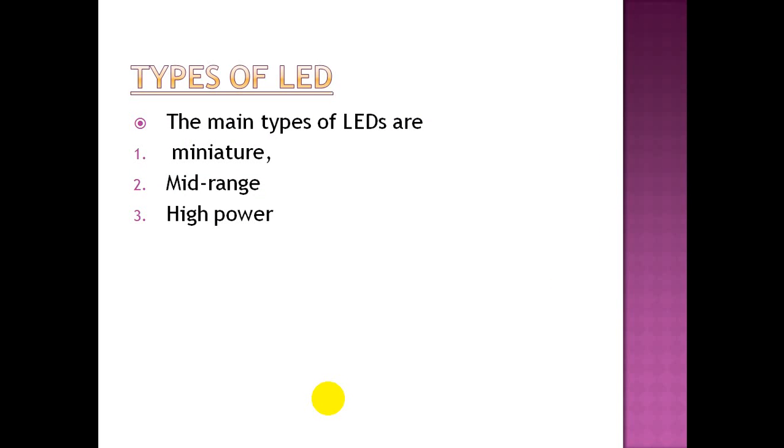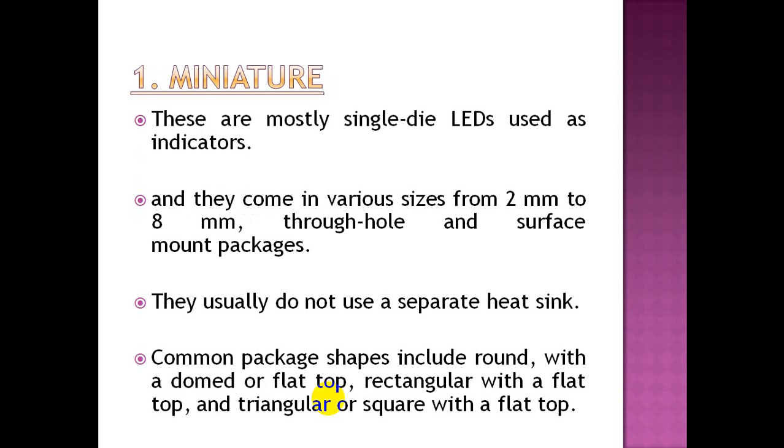The main types of LEDs are miniature, mid-range, and high power. First is the miniature. Miniature LEDs are mostly single-die LEDs used as indicators, and they come in various sizes from 2 mm to 8 mm through hole and surface mount packages. They usually do not use a separate heat sink. Typical current ratings range from around 1 mA to above 20 mA.